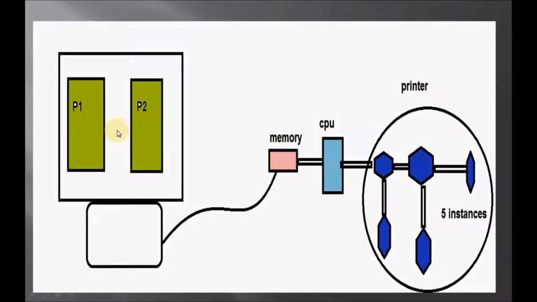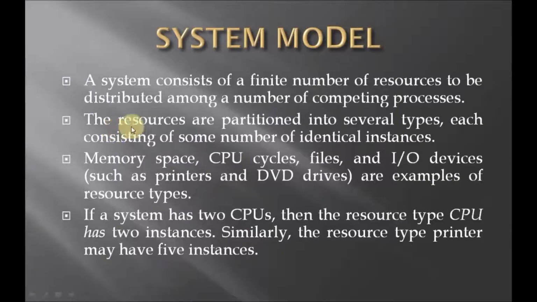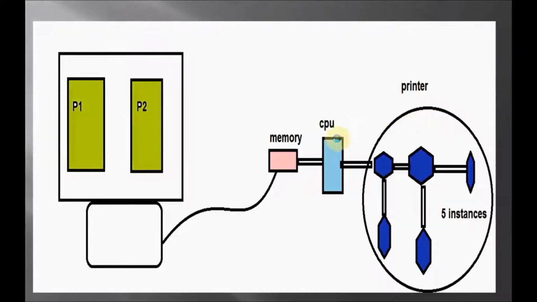Right guys? So next, the resources are partitioned into several types. If I say a resource, that resource can be divided into several types. You can see here memory is one type of resource, CPU is one type of resource, printer is one type of resource. Here the resources can be grouped into separate types.